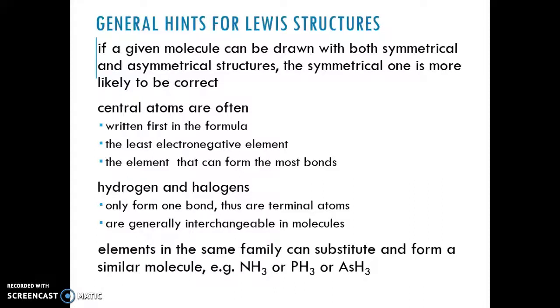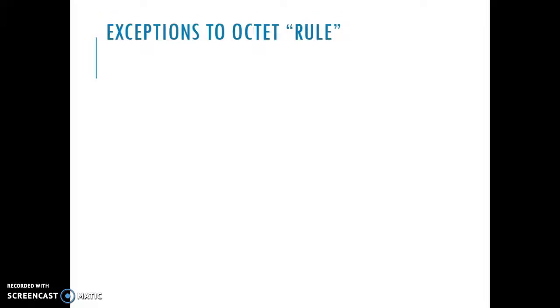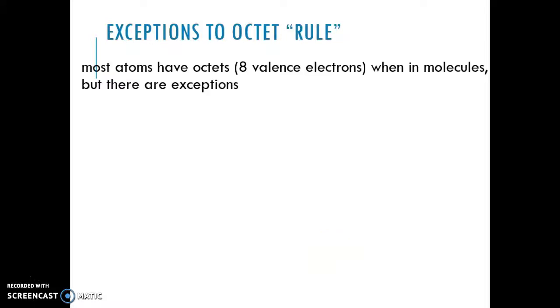You can always, anything in the same family is going to behave the same way in terms of bonding schemes. All right, so let's take a look at some exceptions to octet rules. This is probably going to rock your world a little bit, and maybe not in a good way. So remember we said most of the atoms are going to have octets when they finally finish bonding, because that's what makes them most stable.